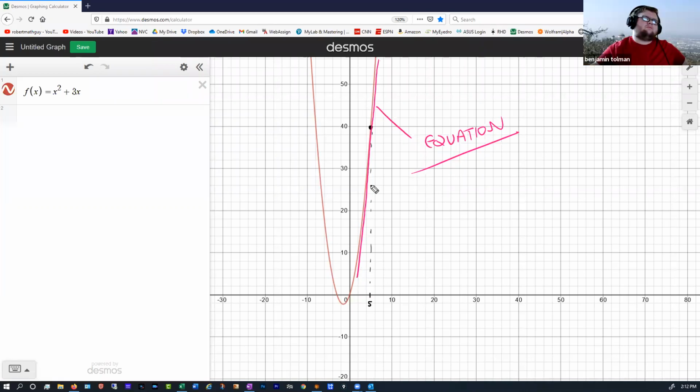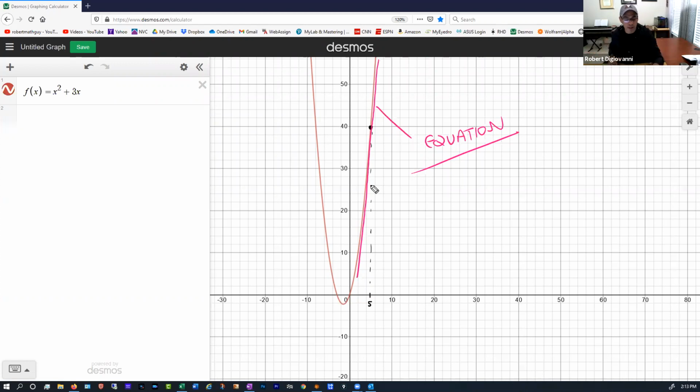The slope and 2 coordinates. The slope and a point, or 2 points. So it's either one. If someone gives you 2 points, you can find the equation of a line. If somebody gives you a slope and a point, you can find the equation of a line.